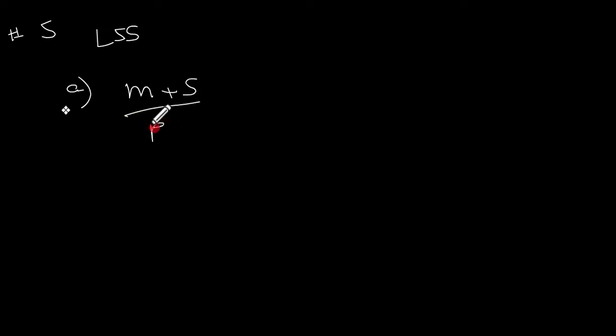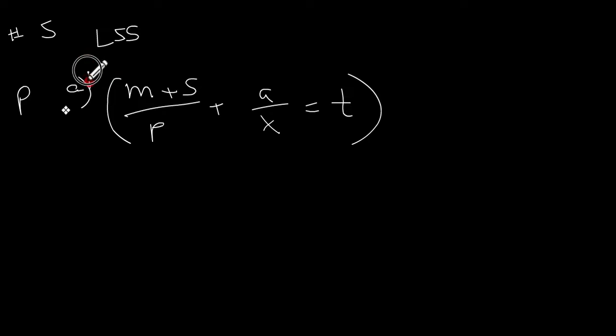Number 5 was lesson 55, practice A and B. I'm only going to do A because I know which one is on the test and which one would help you the most. So 55A. It's a scavenger hunt, right? M plus S over P equals A over X equals T. You are to solve for P. So we've done these lots and lots of times. So these are the easier ones.